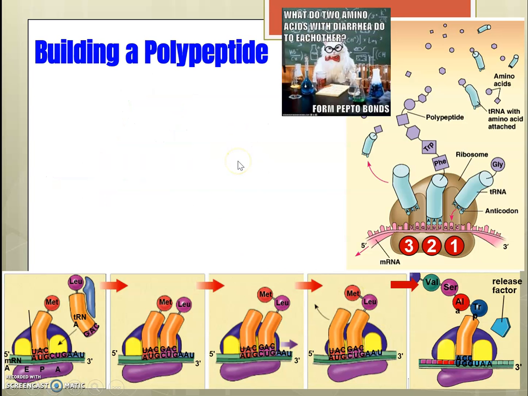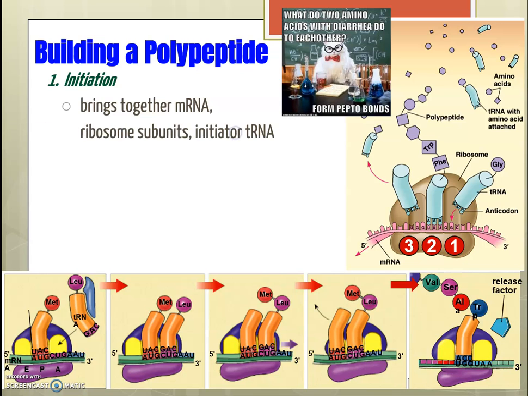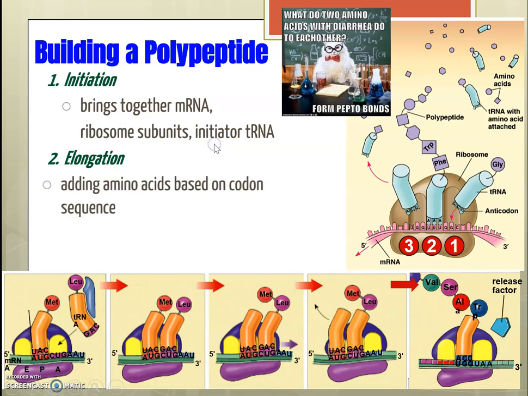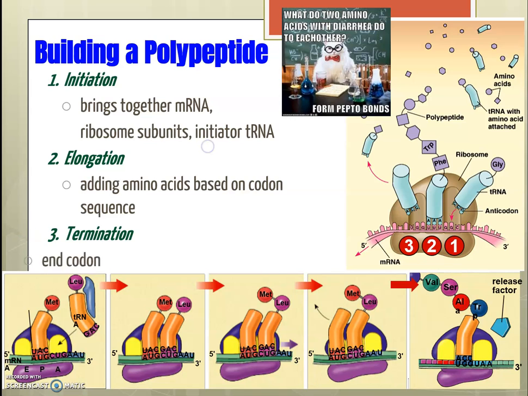Here are some animations for you to watch if you want to explain this process. To actually build a polypeptide, we have initiation. We're going to bring together the mRNA. Remember, this process is called translation. We are translating the RNA sequence into protein language to make a protein. Initiation brings together mRNA, the ribosome subunits, and the initiator tRNA, which is the tRNA that's going to start the whole thing off. Then we have elongation, where you're adding the amino acids based on the codon sequence. And then we have termination, where we reach that stop codon and we're ending.